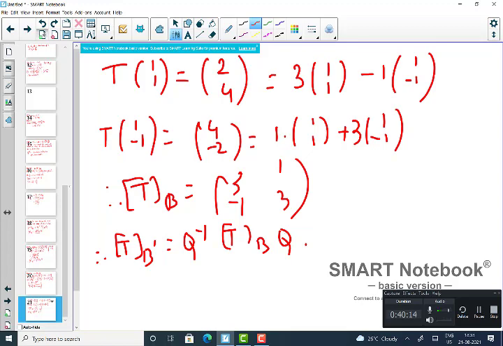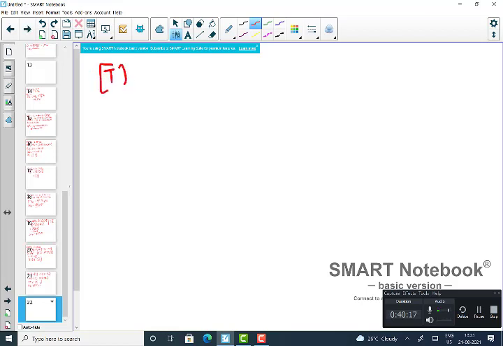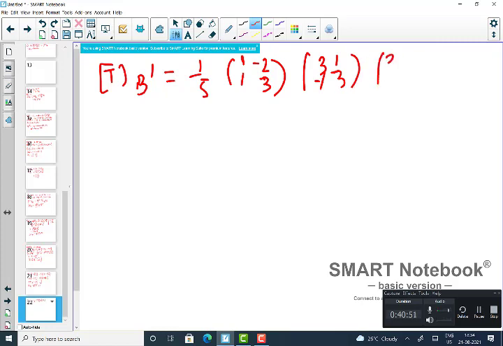Now you just do it. So what will that be then? T with respect to B dash is nothing but 1/5 times [1, 1; -2, 3], and then B dash, what we got, [3, -1; 1, 3], and Q was what, [3, -1; 2, 1], yeah, [3, 1; ...]. Now you just multiply all those things, and then your final answer will be [4, -2; 1, 2].